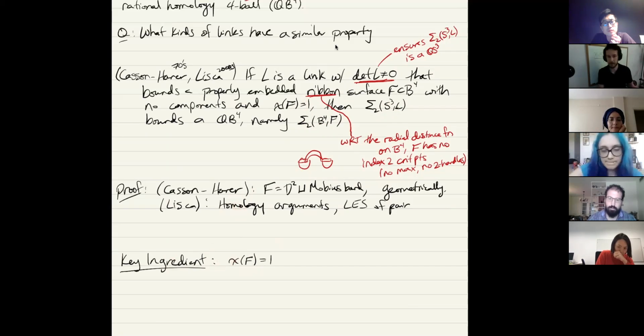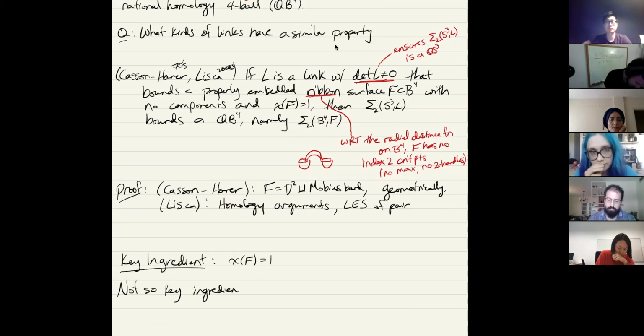You cannot change this. A not so key ingredient is the ribbonness of the surface.